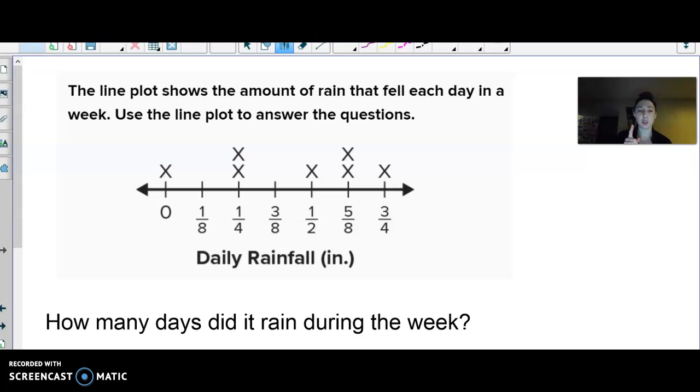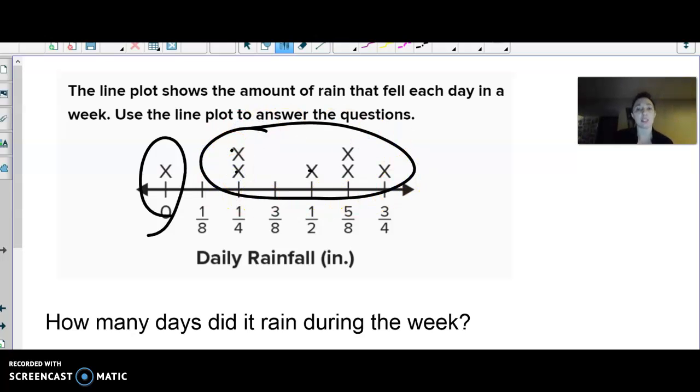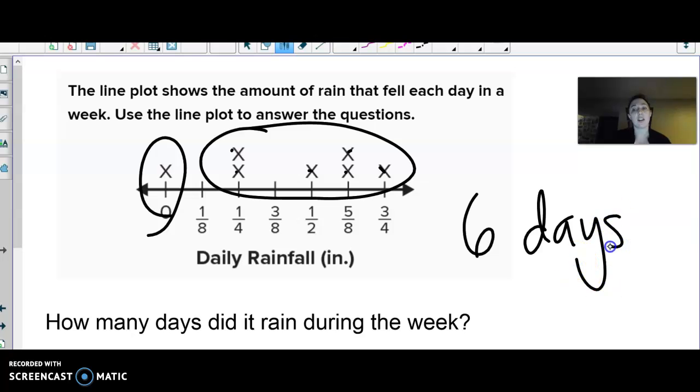All right, this was a little tricky. Notice that this day, it didn't rain at all, so we shouldn't count that x for this question. We just should see how many x's were there other than that, where there actually was rain. So that's why it is 6 days and not 7, even though there are 7 x's.